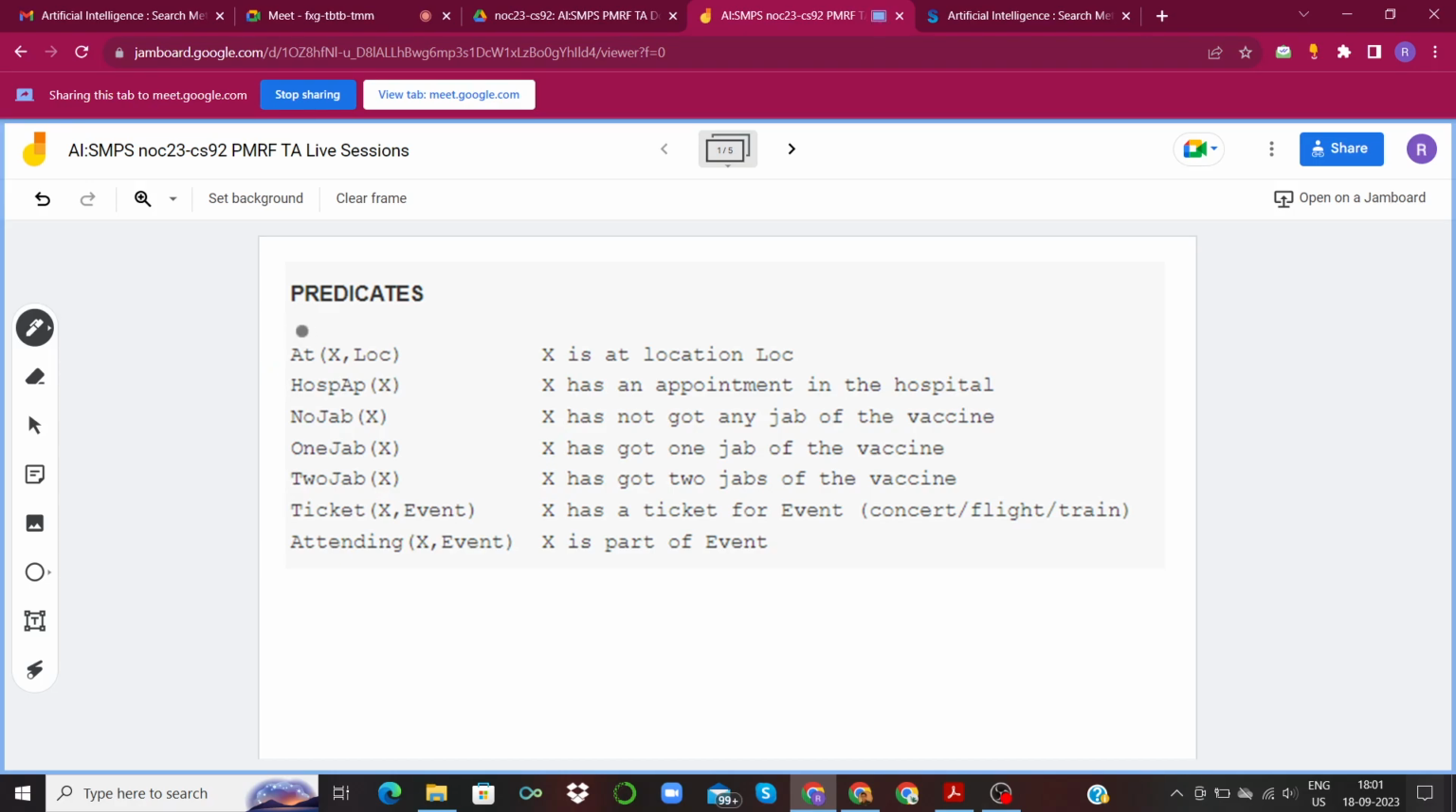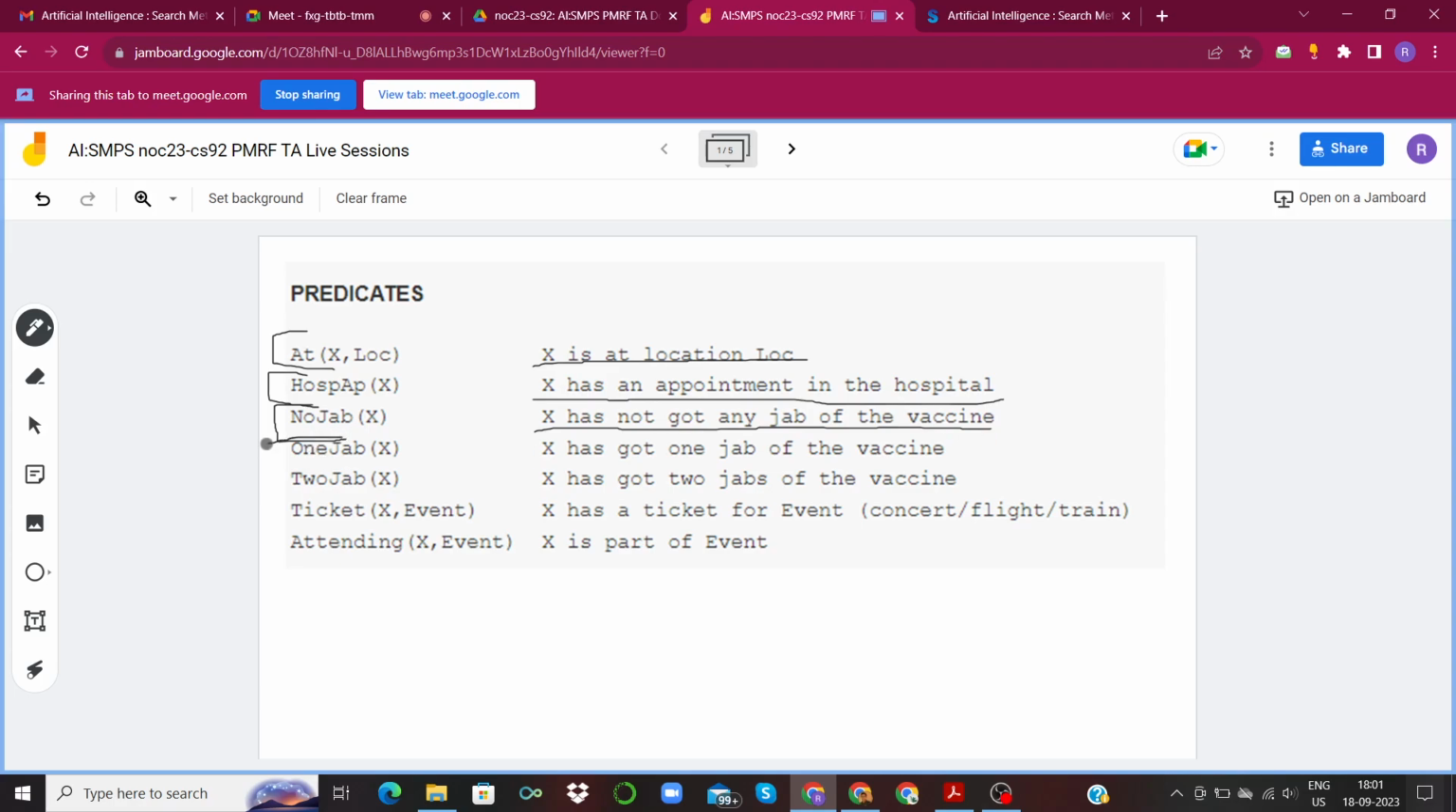So what this first predicate at x comma loc means is that a person whose name is x is at a location called loc. Okay. Similarly, this hospital appointment x basically means that this person x has an appointment in a hospital. Again, no jab x basically means that the person X does not have any jab or any dose of the vaccine given to him or her.